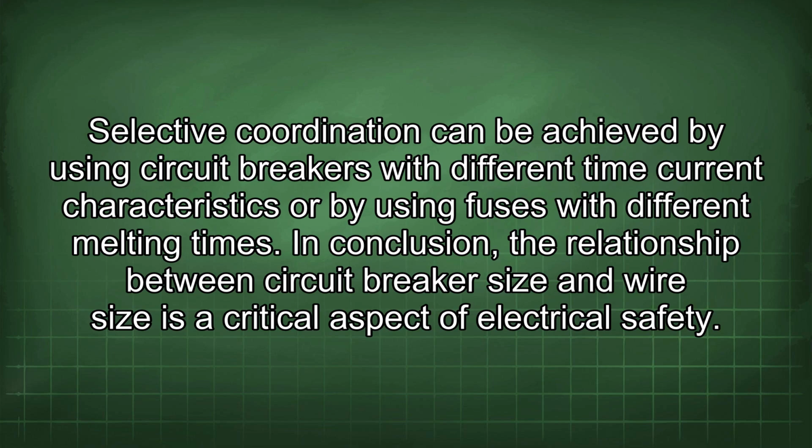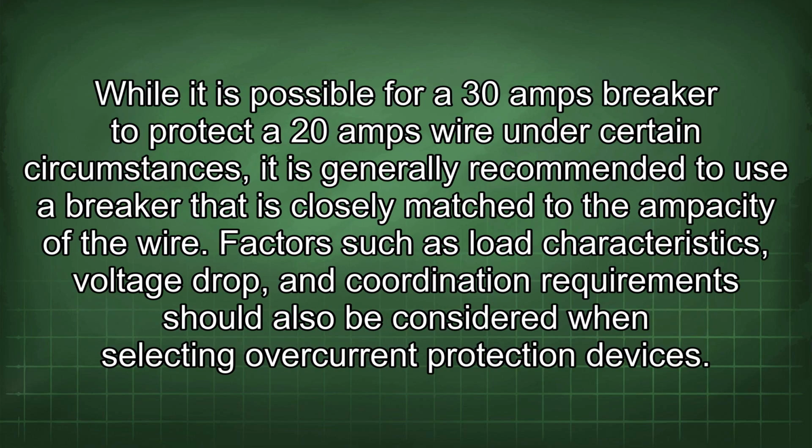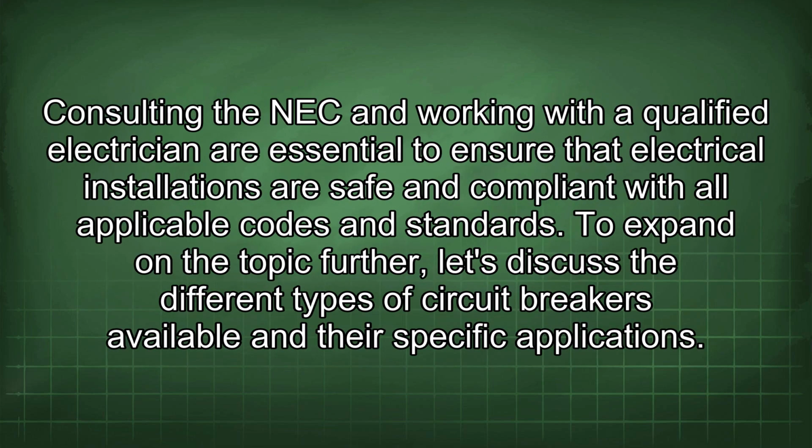melting times. In conclusion, the relationship between circuit breaker size and wire size is a critical aspect of electrical safety. While it is possible for a 30 amps breaker to protect a 20 amps wire under certain circumstances, it is generally recommended to use a breaker that is closely matched to the ampacity of the wire. Factors such as load characteristics, voltage drop, and coordination requirements should also be considered when selecting overcurrent protection devices. Consulting the NEC and working with a qualified electrician are essential to ensure that electrical installations are safe and compliant with all applicable codes and standards.